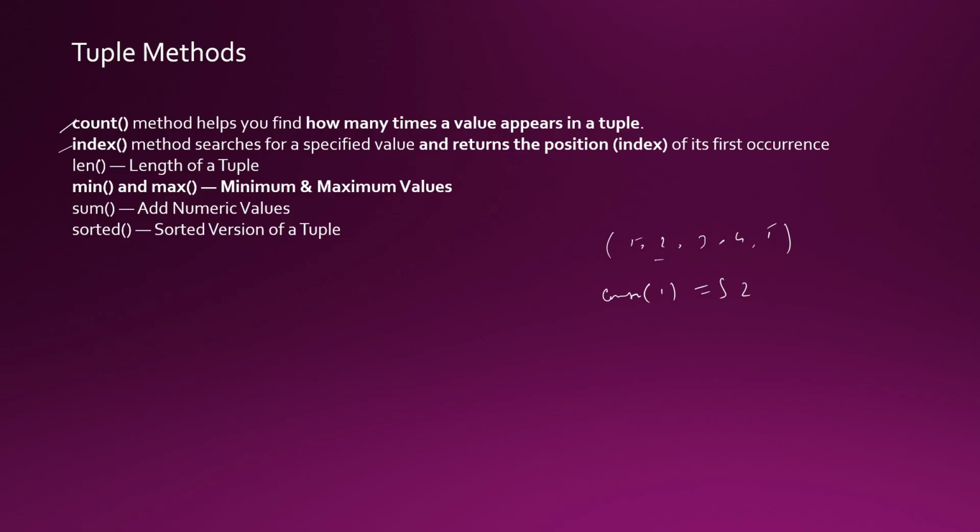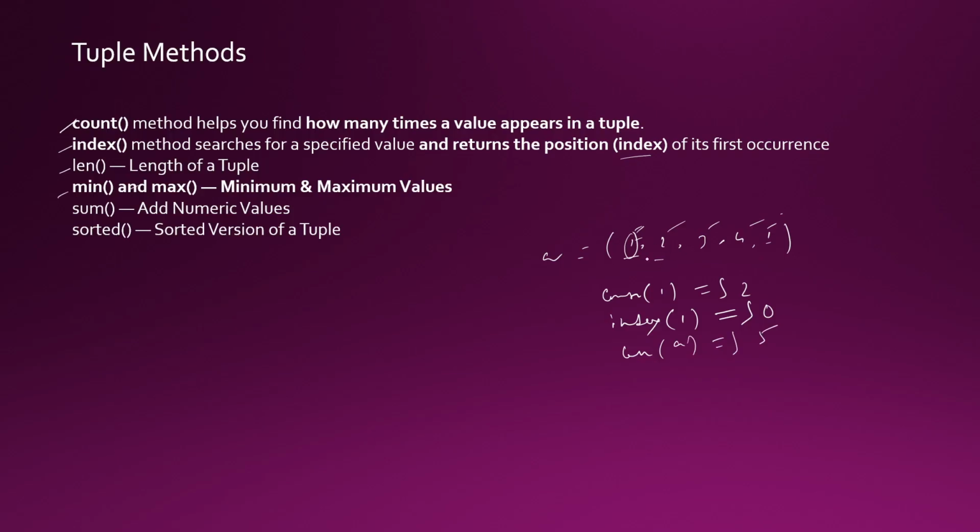In the same way, index works in tuple as well. The index method searches for a specific value and returns the position, that is the index position, of its first occurrence. Okay, so if you write index of 1, then this one is coming at the first position, so this is the first occurrence of 1, so it will give the index position of this one. Okay, not this one. The index position of this one is 0, so it will give the output as 0. Okay, length of the tuple. So what is the length of this tuple? There is 1 2 3 4 5. So if I write a equal to this tuple, the length of a is 1 2 3 4 5. Okay, 5, right?